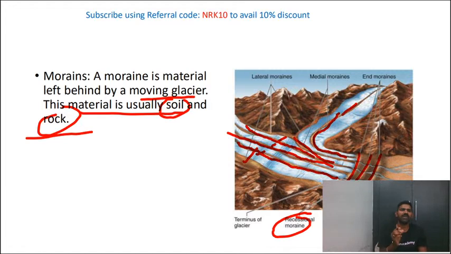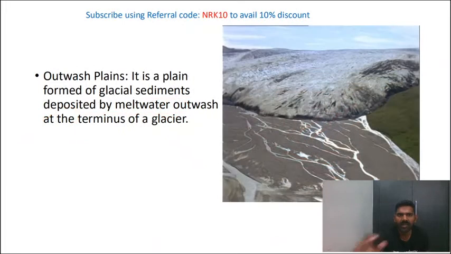So moraines are the rocks and particles that are coming and deposited at the end. Okay, so this is with respect to moraines. Now coming to outwash plains. What are these outwash plains? Earlier moraines are also depositional landforms. Outwash plains are also depositional landforms.